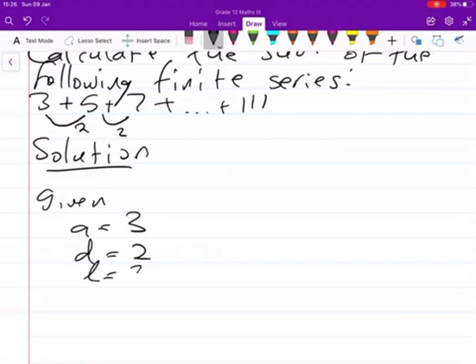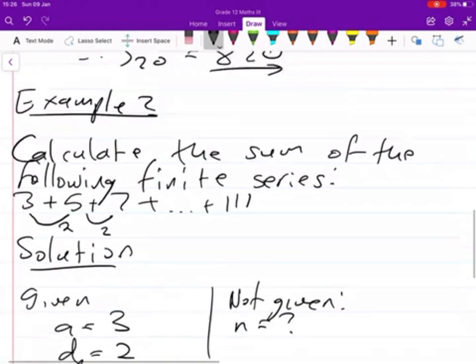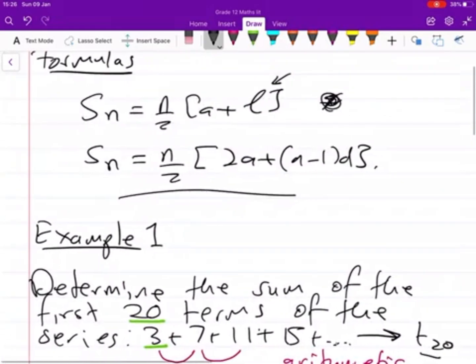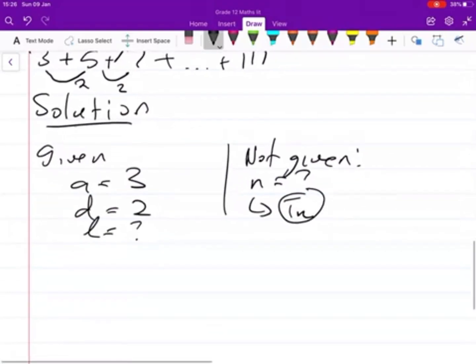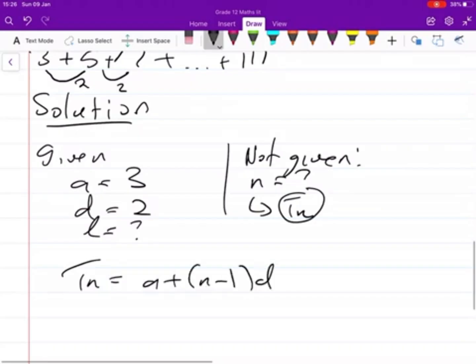What are we not given? We are not given the value of n, and we can see from all the formulas that n is crucial, so we have to first find n. The only way to find n is by finding first the general formula for this sequence. So I will say Tn equals a plus (n minus 1)d.